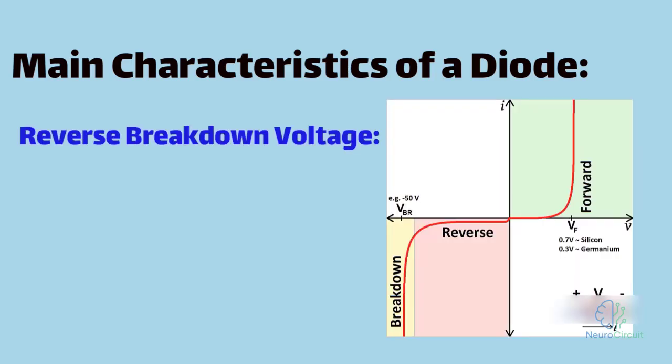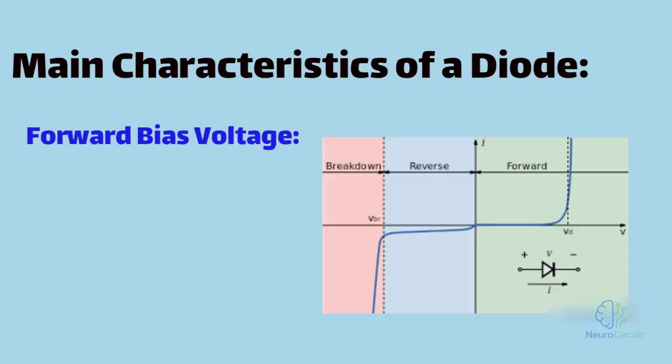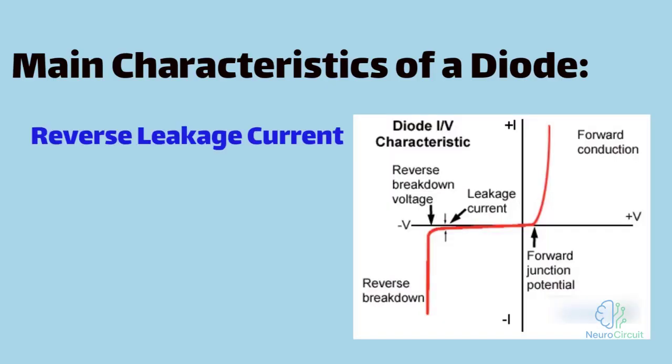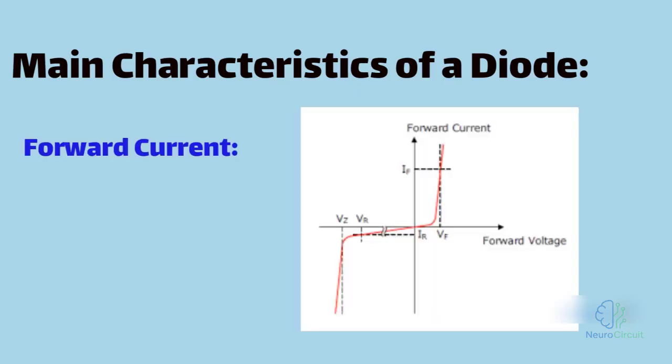And now, what are the main characteristics of a diode? First, reverse breakdown voltage: the voltage at which the diode begins to conduct reverse currents, potentially leading to damage. Second, forward bias voltage: the voltage that must be applied for the diode to conduct in the forward direction. Third, reverse leakage current: the small amount of current that flows through the diode in reverse bias. Next, forward current: the maximum current that can pass through the diode in forward bias without causing damage.